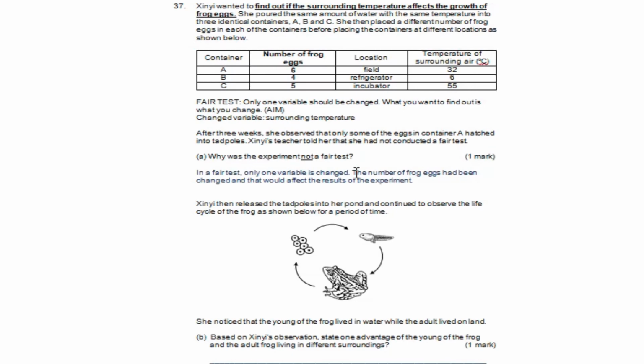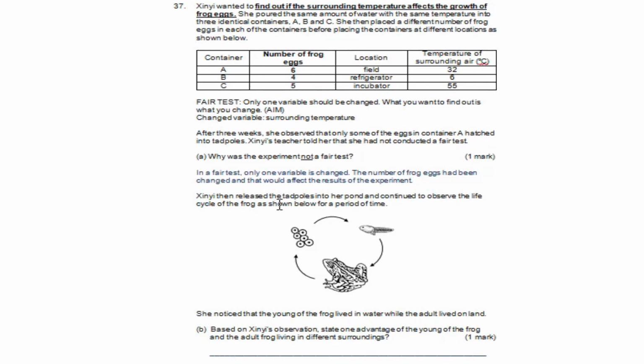So you can say only one variable is changed, but in this case, there are two variables. You can say that, right? The location and also the number of frog eggs. And the number of frog eggs would affect the result of the experiment. Remember what I said? Because if we start out with 6, definitely container A will have more, right? The growth of frog eggs, container A will definitely have more. So it will affect the results. Okay, clear?